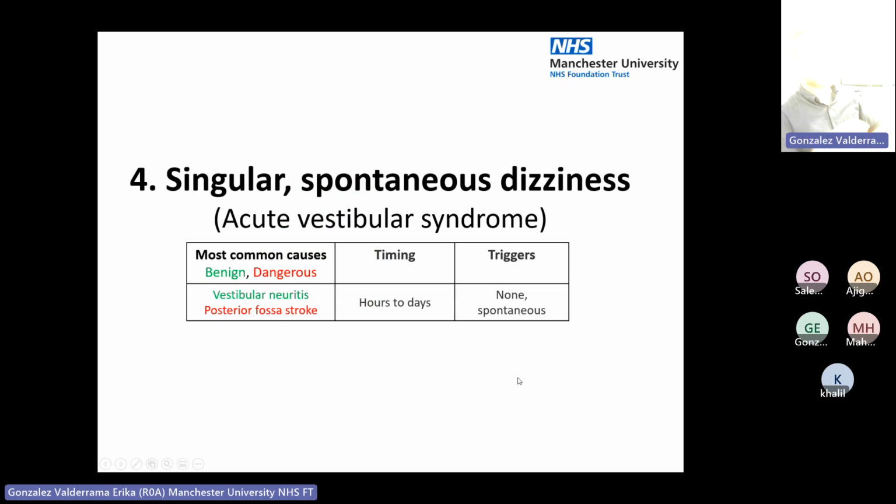This is often called the acute vestibular syndrome in the literature, and you are essentially looking at an inflammatory inner ear event like neuritis, most commonly neuritis, but occasionally labyrinthitis, versus a posterior fossa stroke. The thing about this is it's much less likely to be a posterior fossa stroke, but the morbidity associated with that is serious enough that it needs to be kept very much at the top of your mind when seeing acutely dizzy patients.